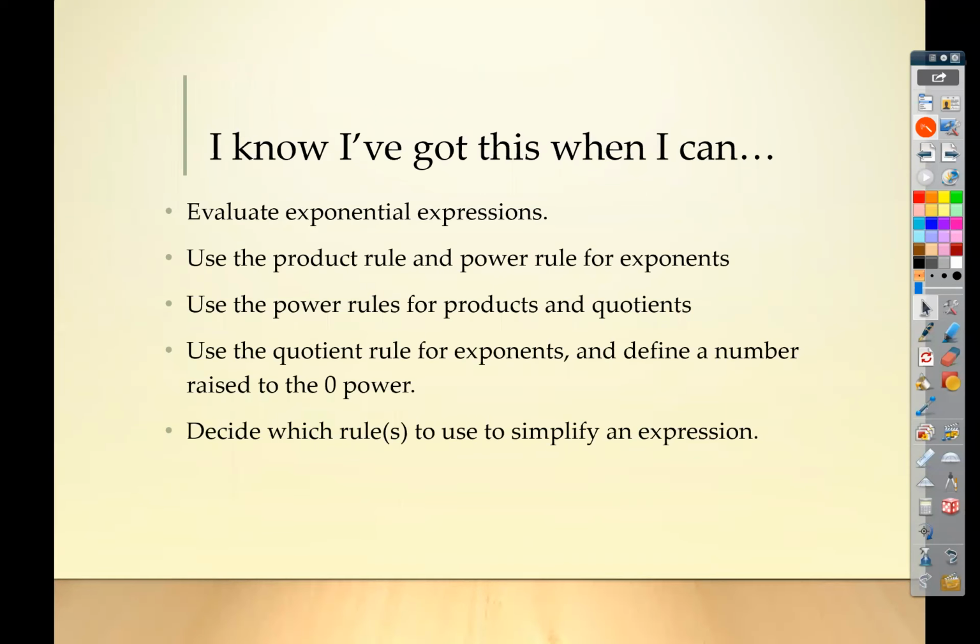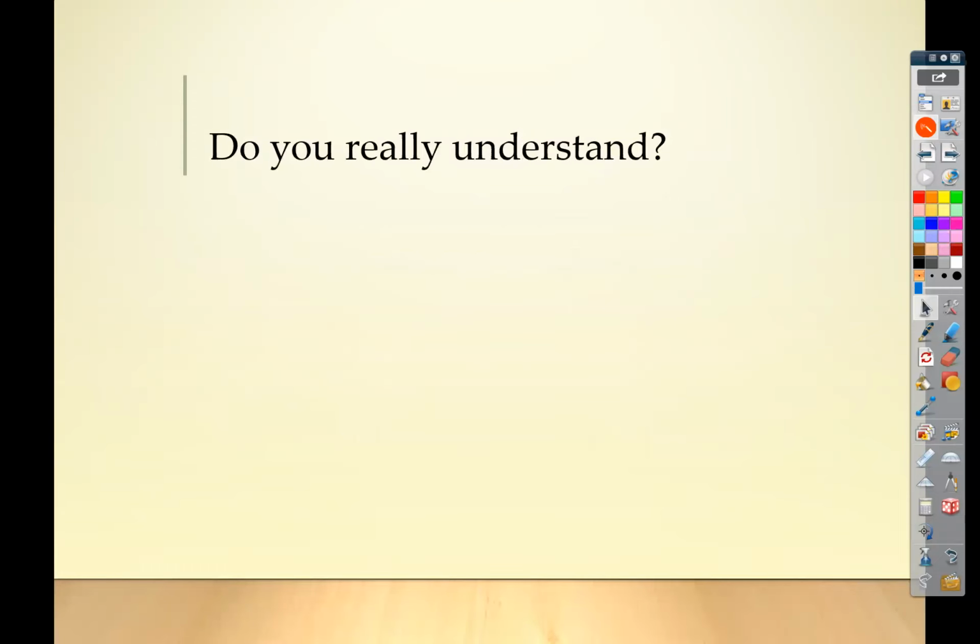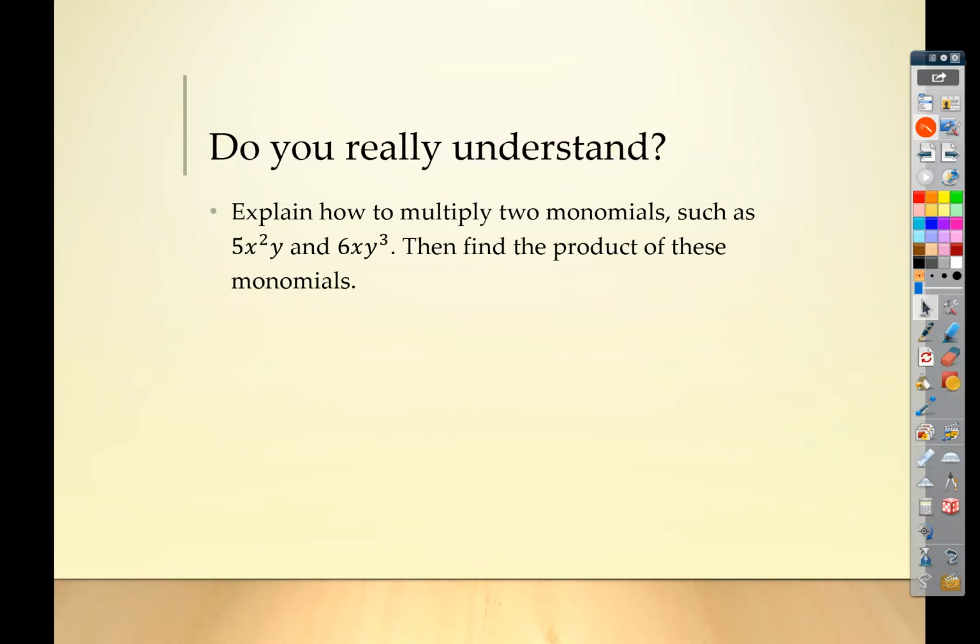Okay, so I know I've got this when I can evaluate exponential expressions, use the product rule and power rule for exponents, use the power rule for products and quotients, use the quotient rule for exponents, and define a number raised to the 0 power, and decide which rules to simplify an expression. But do you really understand? Explain how to multiply two monomials such as 5x squared y and 5xy cubed. Then find the products of these two monomials.